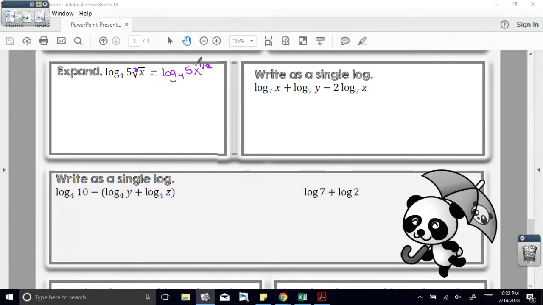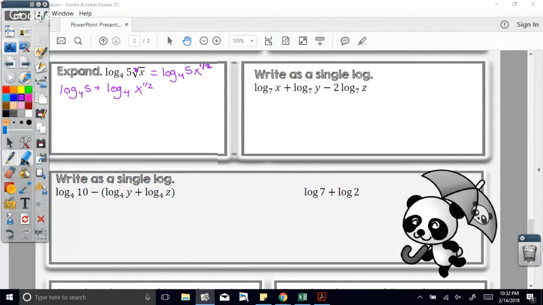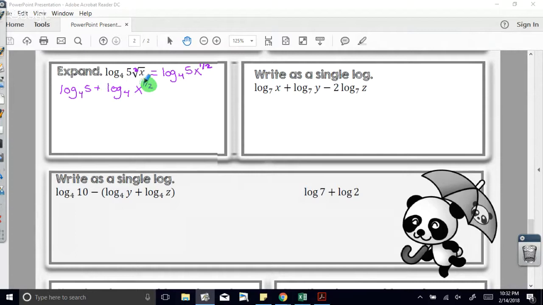The reason that helps us is now we can expand this. So the first thing I noticed is it's 5 times x. And we said to split multiplication, we're going to add. We have log base 4 of 5 plus the log base 4 of x to the 1/2. Okay, now the final step is we can get rid of that exponent. So we said that exponents, right, come out in front.